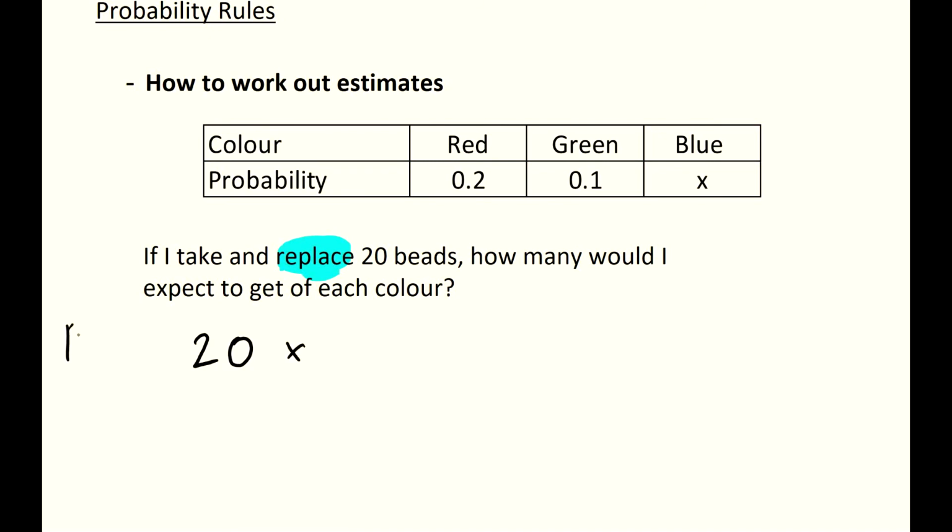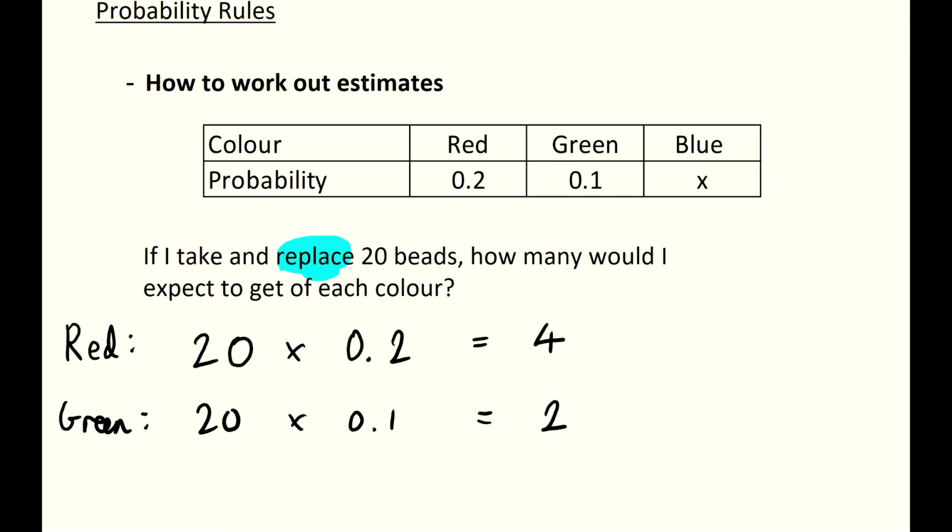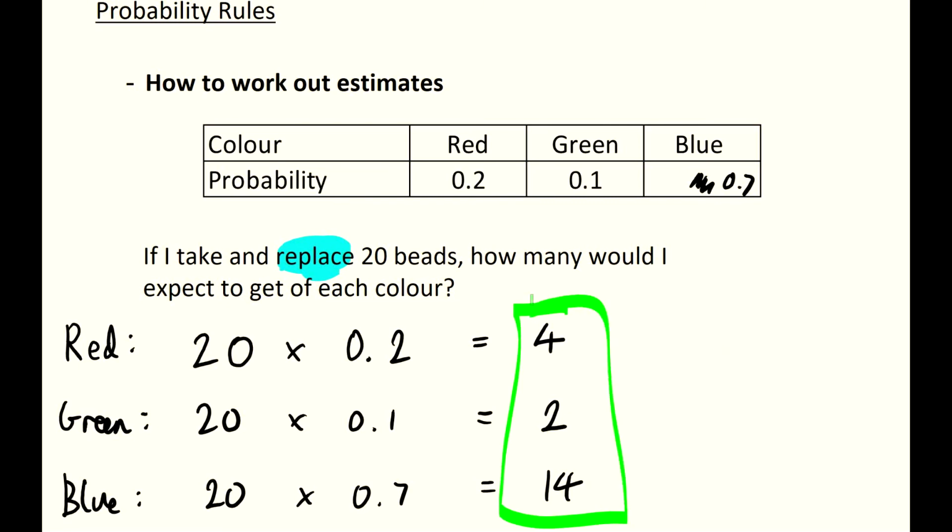So first for red, 20 times 0.2. You work that out on a calculator or in your head, that's going to give you 4. And for green, we do 20 times 0.1, that will give you 2. For blue, we're going to do 20 times the odds of getting a blue. Again, we worked this out earlier, and that was 0.7. 20 times 0.7 is going to give us 14. That's all you need to do. Again, you can check your answer. If you add together these numbers, that should always give you your total of 20.